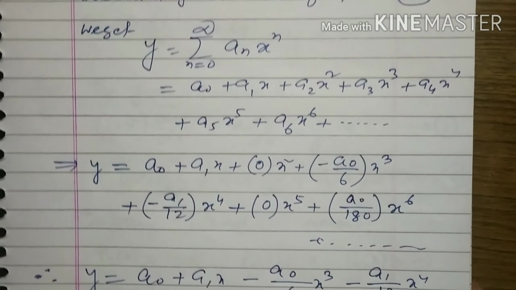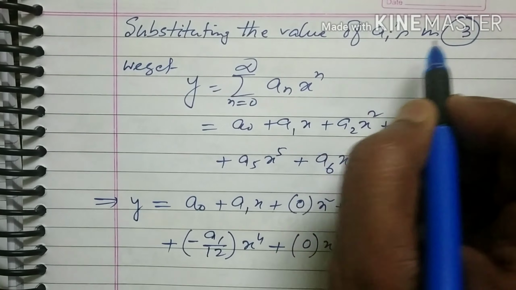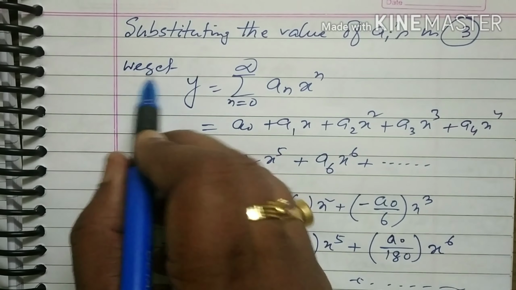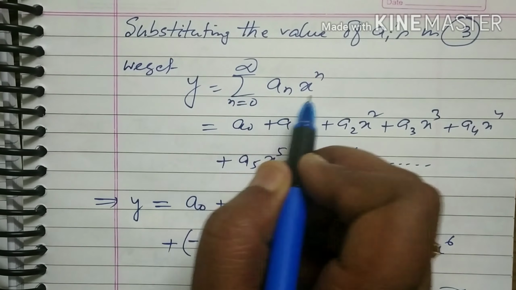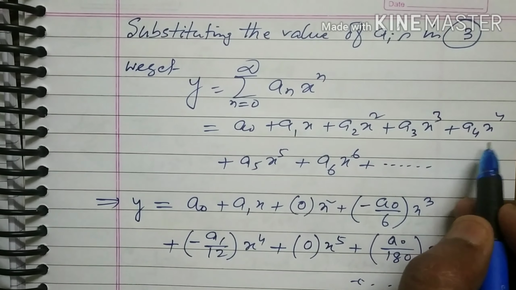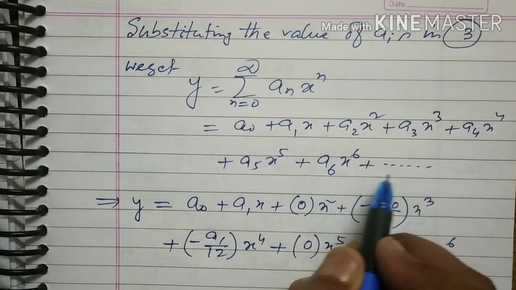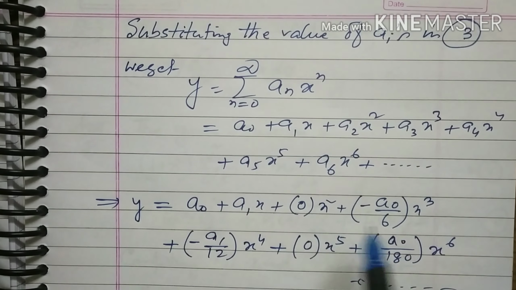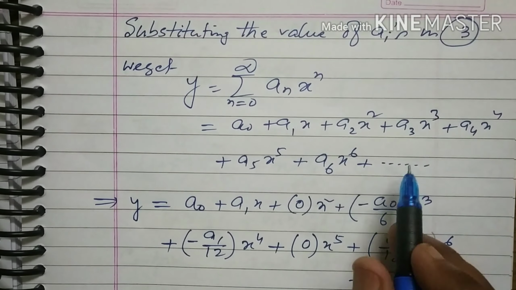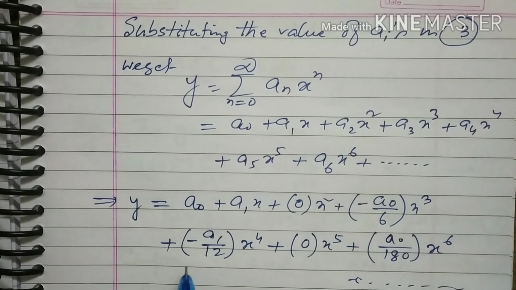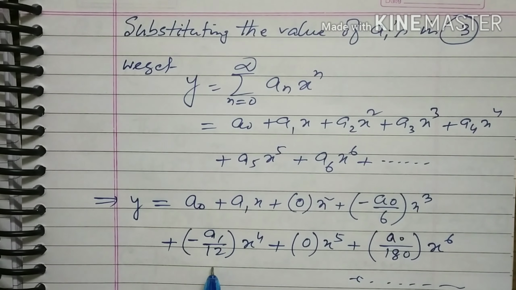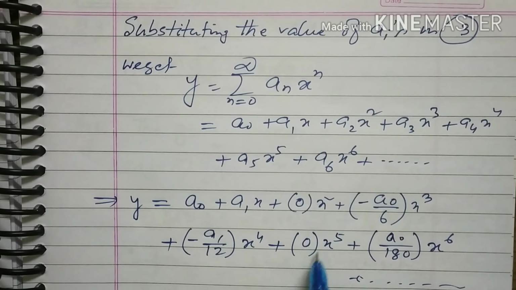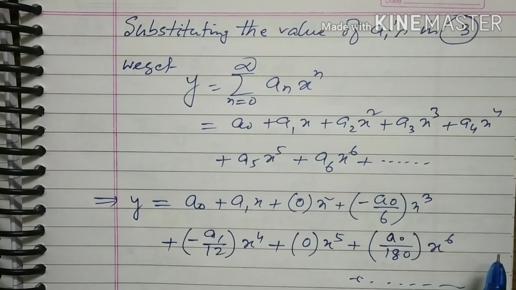Now substituting the values of all a_i in equation number 3, the series solution, we get y equals the summation n equals 0 to infinity of a_n x to the power n. Now we extract it: a0, a1 x, a2 x square, a3 x cube, a4 x to the power 4, a5 x to the power 5, a6 x to the power 6 and so on to infinity. Now we substitute the values. a2 is 0. From the last calculation, a3 equals minus a0 by 6. a4 equals minus a1 by 12. a5 is 0. a6 equals a0 by 180 and so on. Now substitute.